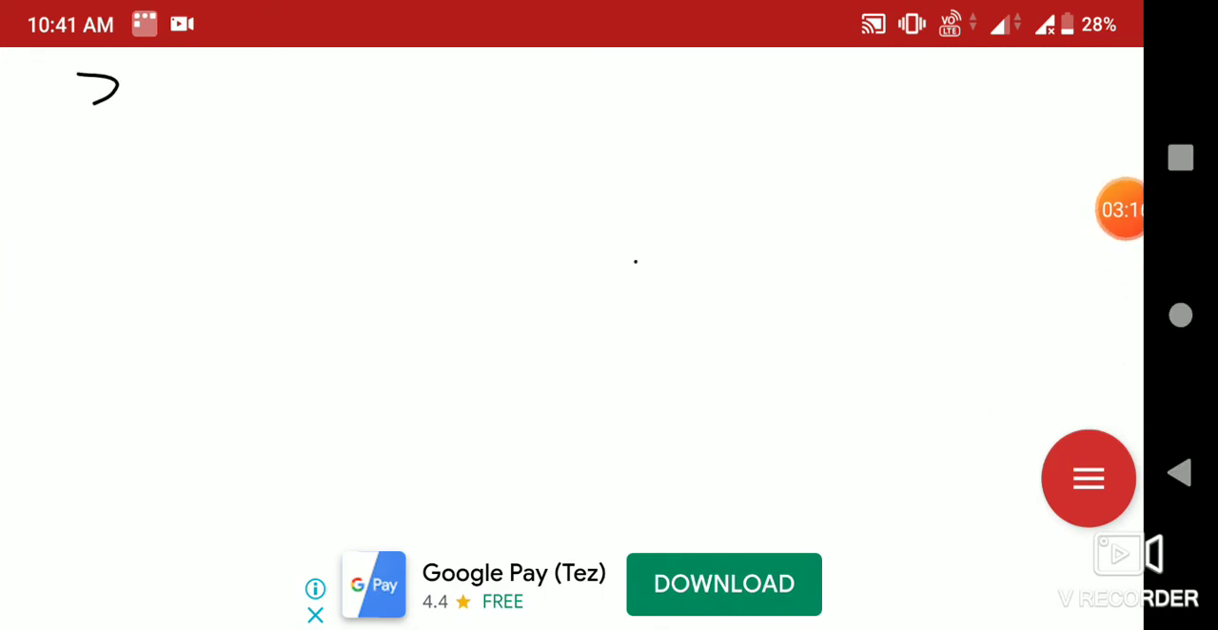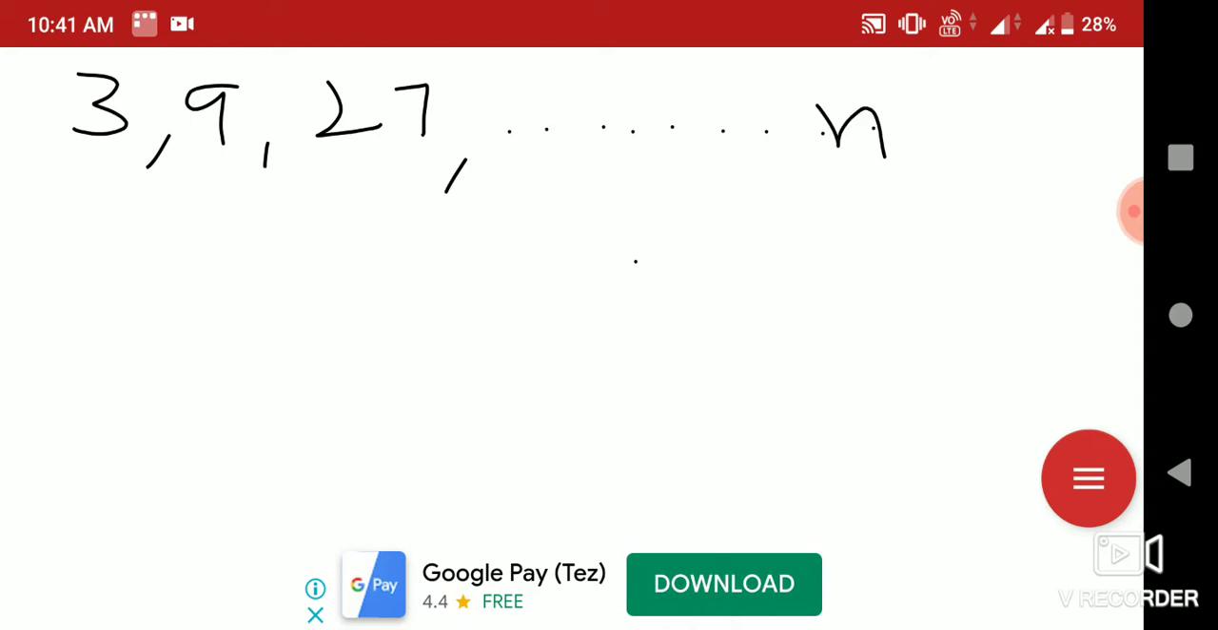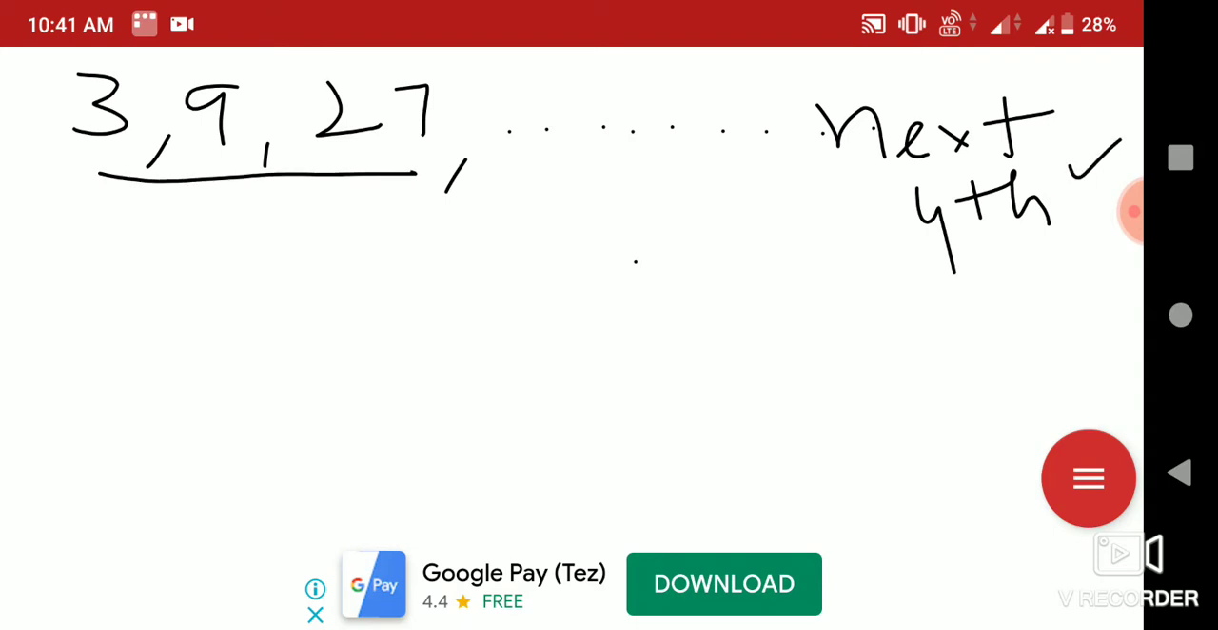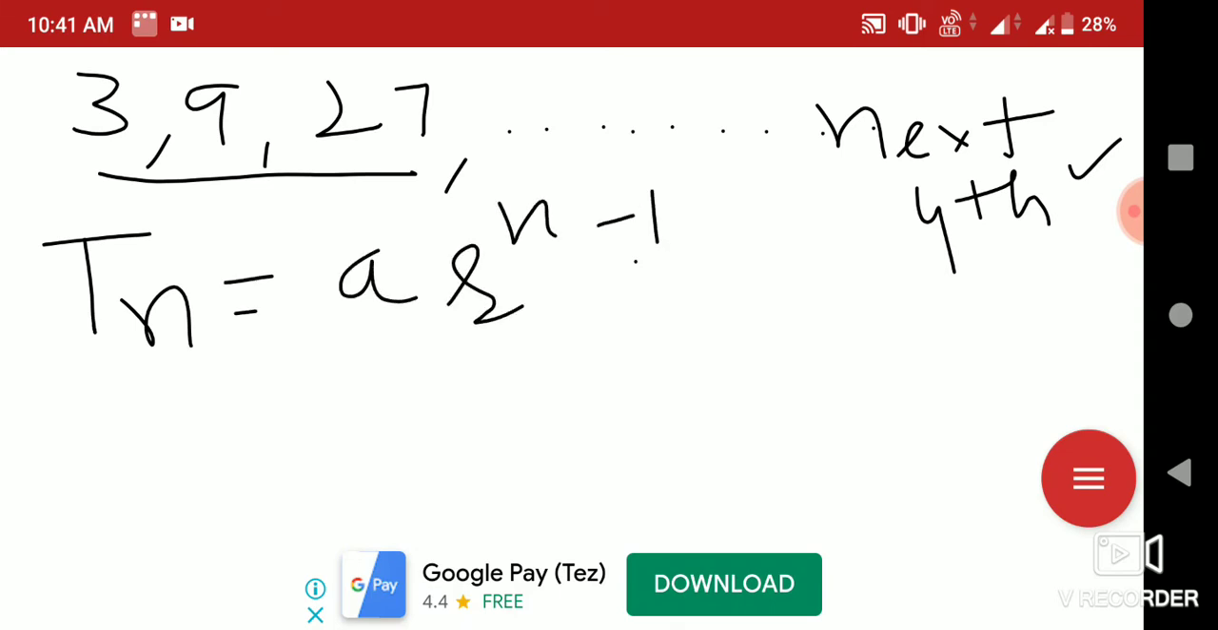Taking another example, 3. If I find the next term, that means the 4th term. 3 terms are given, we have to find the 4th term. So I have the formula for the nth term: A into r raised to power n minus 1. This is the formula to find the nth term, right?